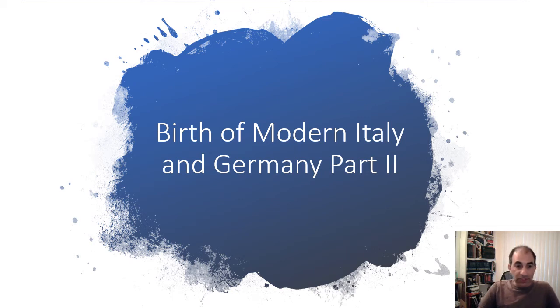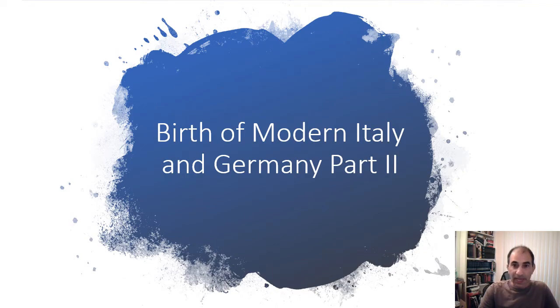All right, so we're just going to pick up exactly where we left off. We had gone through the major causes of the unification of Italy and the unification of Germany. And as I explained in the beginning of the first part of this lecture, we need to know the causes, the process, and then the impact. So we're going to jump right into the process now, starting with Italy.